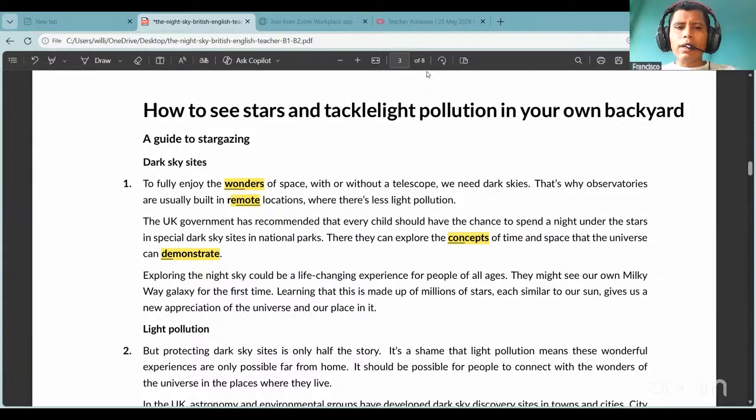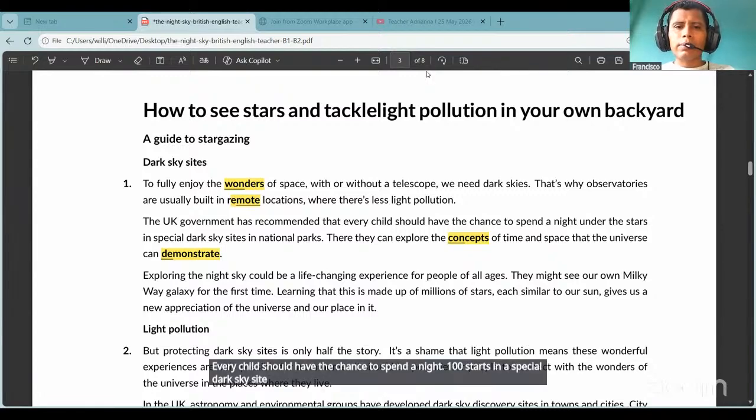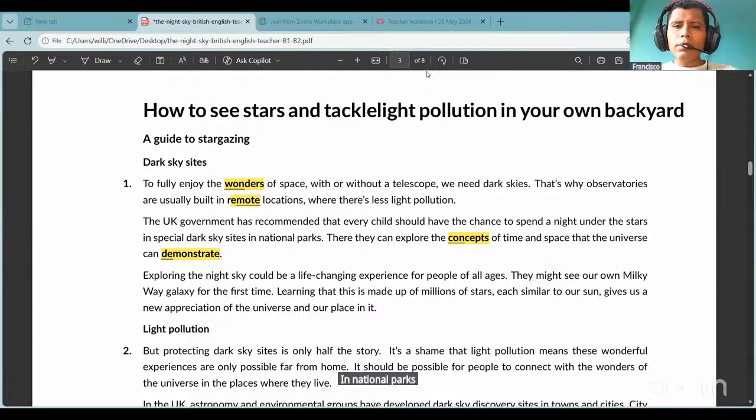The UK government has removed that every child should have the chance to spend a night under the stars in special dark sky sites in national parks. There, they can explore the concepts of time and space that the universe can demonstrate.